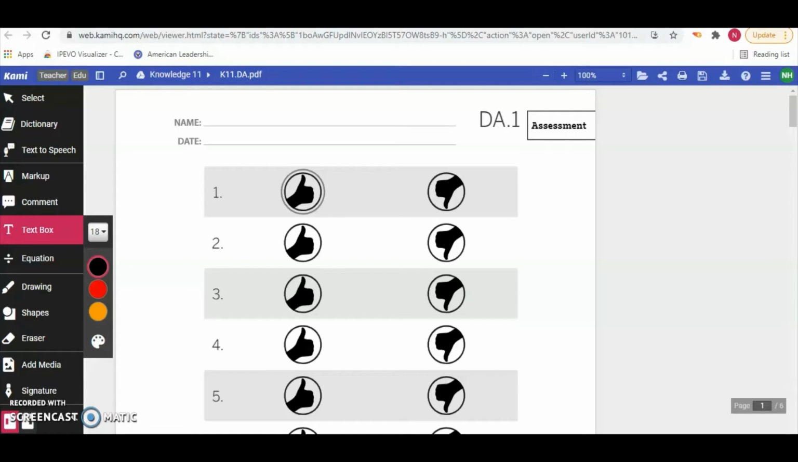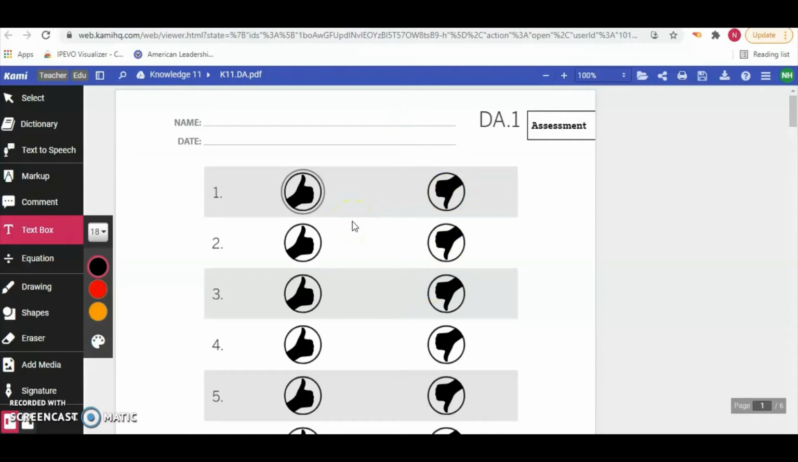In our knowledge units, we always have a test on our vocabulary words first. So this first one will be about our vocabulary words. I will ask you questions about those words, and if the answer to my question is yes, you will circle or fill in the thumbs up. If the answer to my question is no, you will circle or fill in the thumbs down.